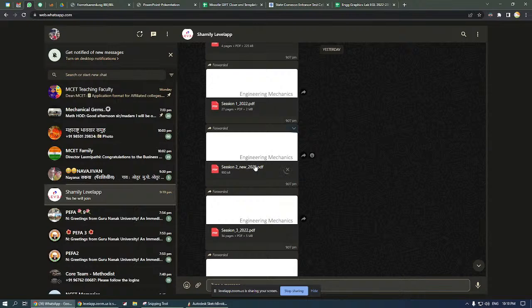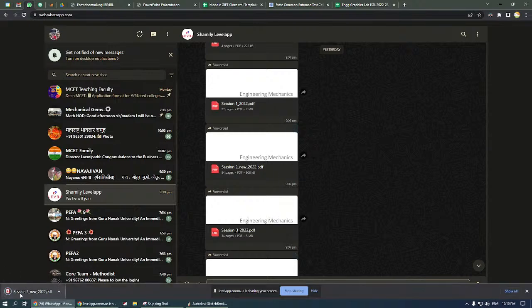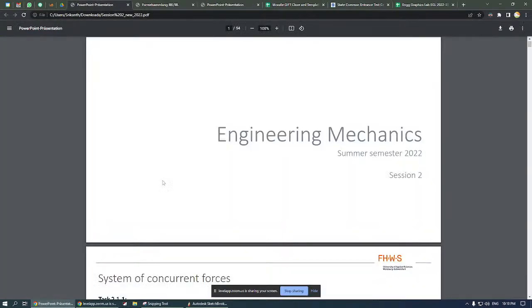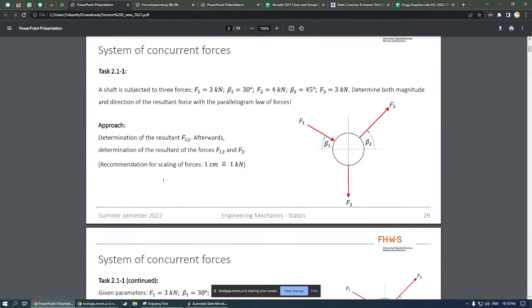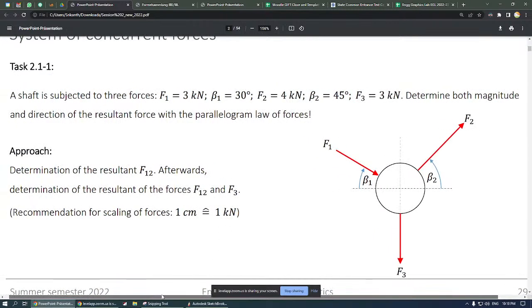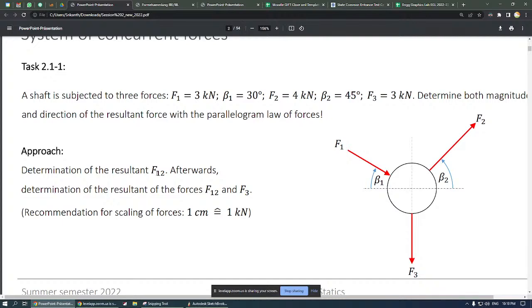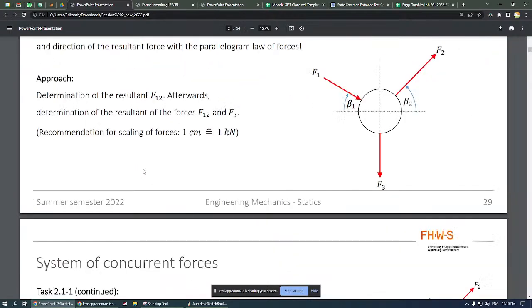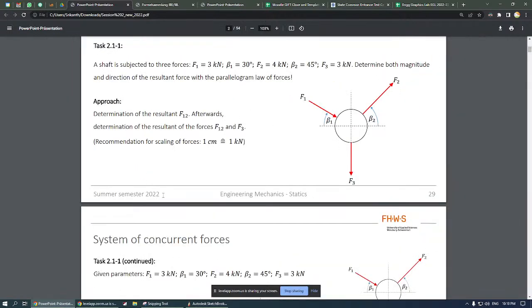So session 2, right? So we have a question here. Ready? The shaft is subjected to three forces. Let me quickly take its snapshot.